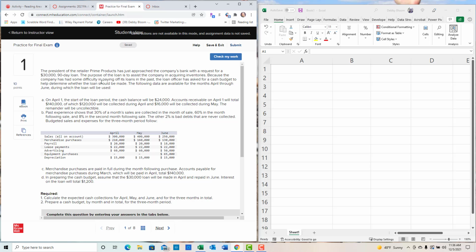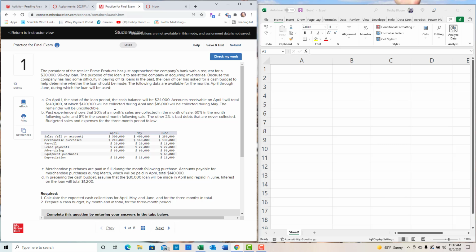Because the company has had some difficulty in paying off its loans in the past, the loan officer has asked for a cash budget to help determine whether the loan should be made. The following data are available for the months April through June, during which the loan would be used. On April 1st, the start of the loan period, the cash balance will be $24,000. Accounts receivable on April 1st will total $140,000, of which $120,000 will be collected during April, and $16,000 will be collected during May. The remainder will be uncollectible.